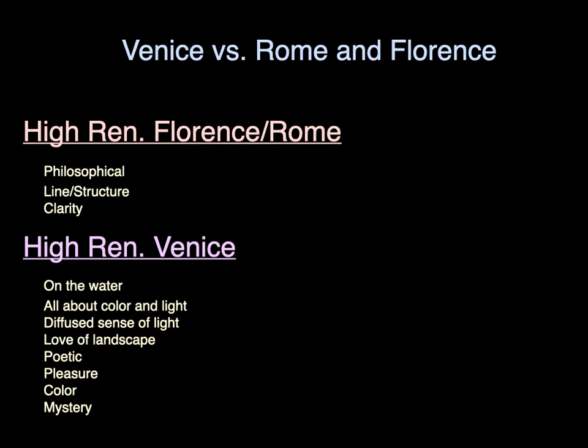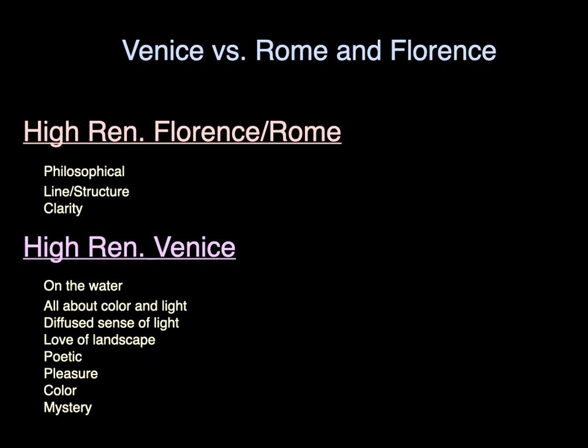Thus far, in our discussion about the High Renaissance, we focused mostly on Florence and Rome. And the two together, even though they might have been often politically at odds, had the same kind of general bent. They were very philosophical. They were really concerned with line and structure and clarity. But there was another kind of center of influence in Italy during the High Renaissance, and that was Venice.